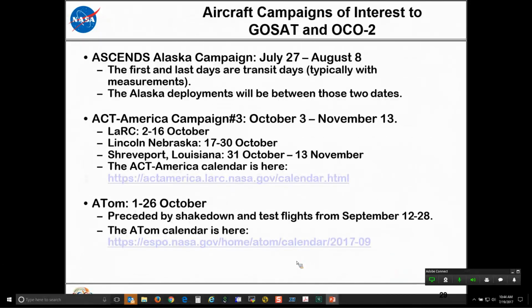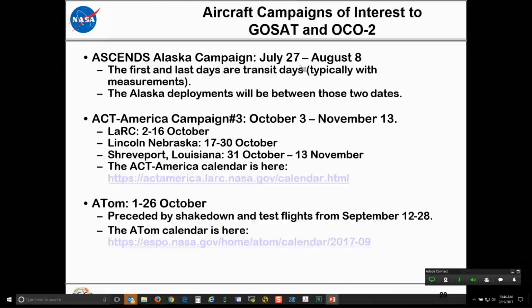In addition to the standard processing, we're going to be trying to support a number of campaigns. The ASCENDS Alaska campaign is ongoing through this period. I mentioned earlier that we're going to miss a part of this because we have to do an instrument reset in the next few days. We're going to make that as short as possible and maybe move it later in this period so we don't impact as much of this campaign. The ACT-America and ATom campaigns are coming right up, and we're going to try to make sure we're in a good position to support those with the missions. You guys actually know about this.